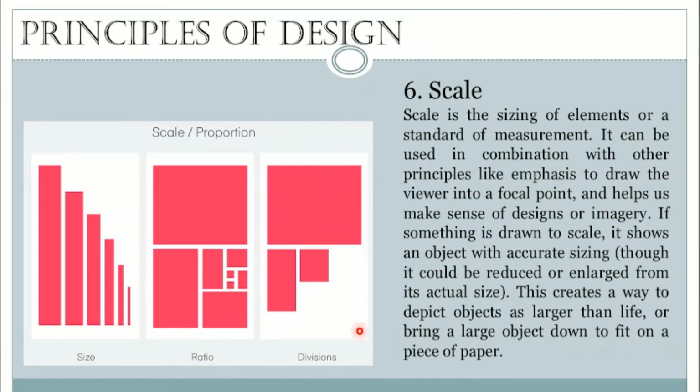Now the divisions. Consider this as an entire page in which the first one is taken as half of the page. Then these are the smaller divisions. So the scale and proportion can be shown through size, through ratio, or through divisions.